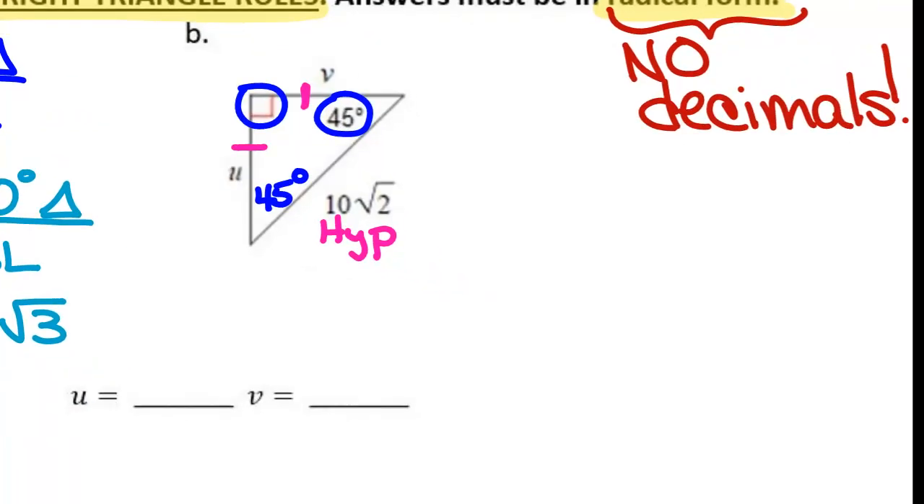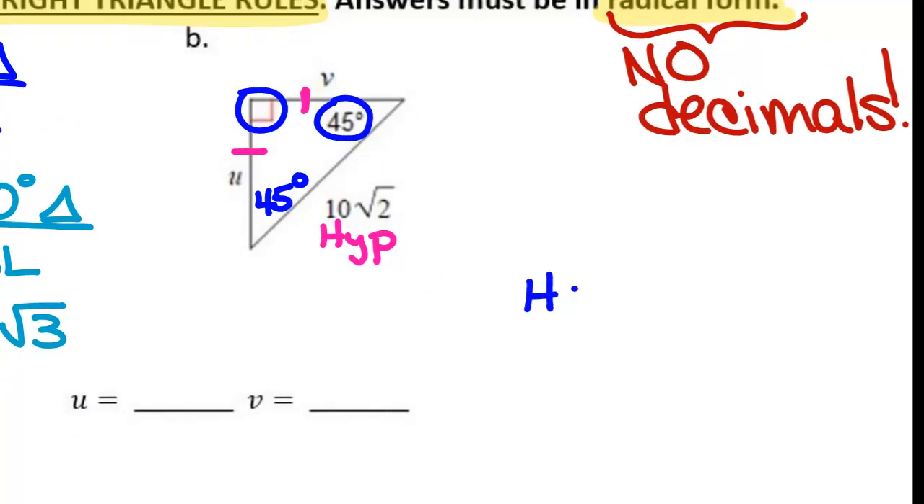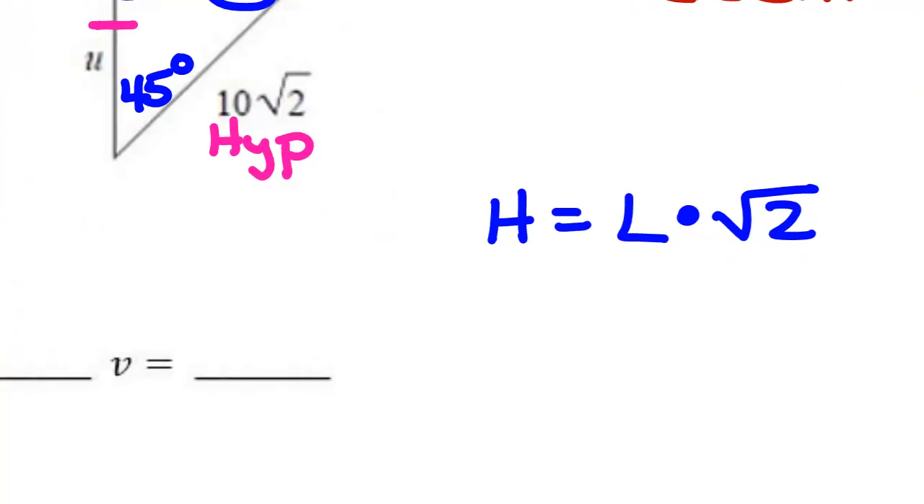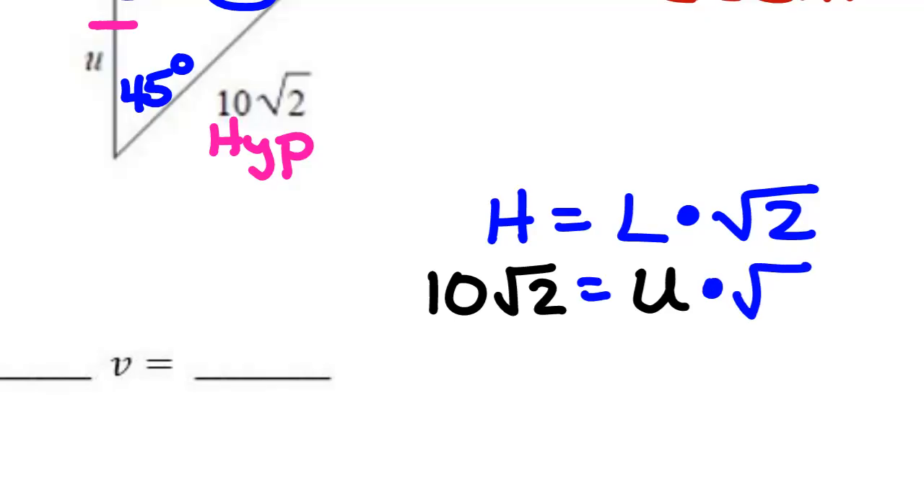All right. We only have one formula. Hypotenuse equals leg times radical 2. So we're going to put in 10 radical 2 here. In the place of the L, I have to put one of my 2 sides. Since they're the same, it doesn't matter which one I pick, but I have to pick one of them. You guys okay if we go with U? I'm just doing alphabetical order. We'd get the same thing if we chose V. U times radical 2.